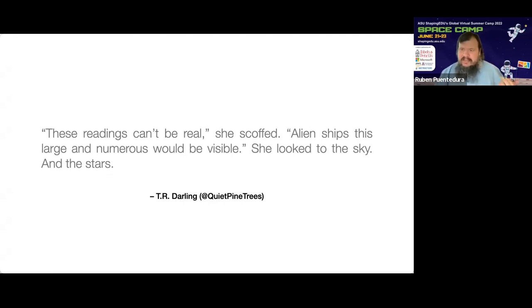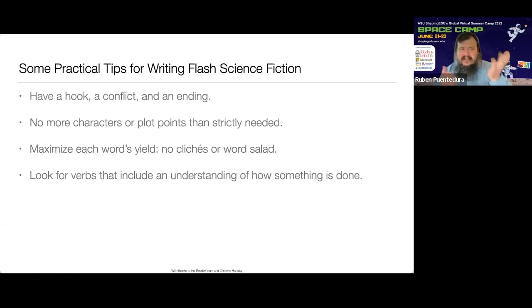So all of you are going to get these, you'll have these, etc. And here are some practical tips. You will have a hook, a conflict, and an end. All right? So three parts, not necessarily as structured as plot points, but there has to be something that acts as a hook, something that sets up a conflict, and something that gives you an end. Keep the characters or plot points to a minimum. So all of these have one or two characters, minimum number of plot points, a couple at most. Maximize each word's yield, please.